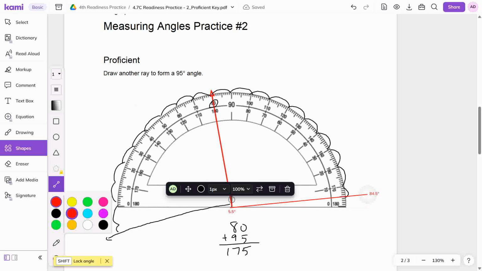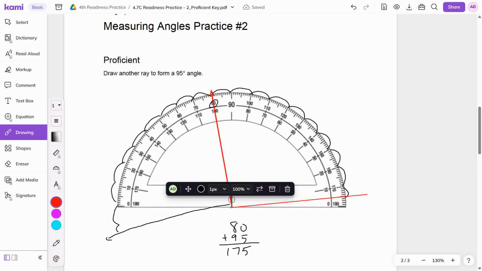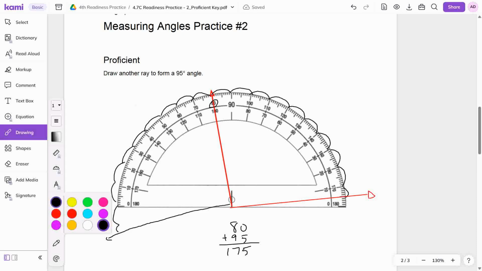All right. So we're going to draw a little arrow on the end there, and that is really the only place on this protractor, if the first ray is sitting right there at the 80-degree mark and we're using the outside numbers, that it could be. And so we'll go ahead and just call this 95 degrees.